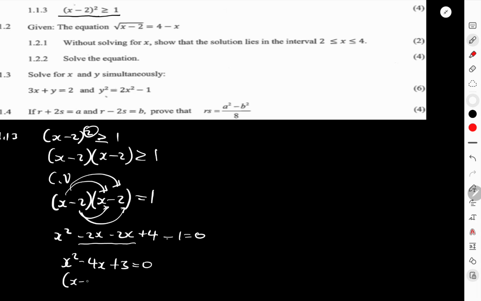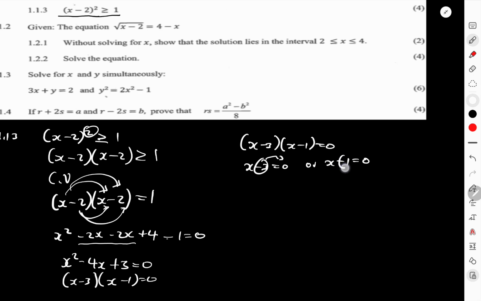Meaning I'm going to have (x minus 3)(x minus 1) is equals to 0. It means x minus 3 is equals to 0, or x minus 1 is equal to 0. Now I'm going to take that negative 3 to the other side, and this particular negative 1 to the other side, right? Me doing so, I'll have x is equals to 3, or x is equals to 1.